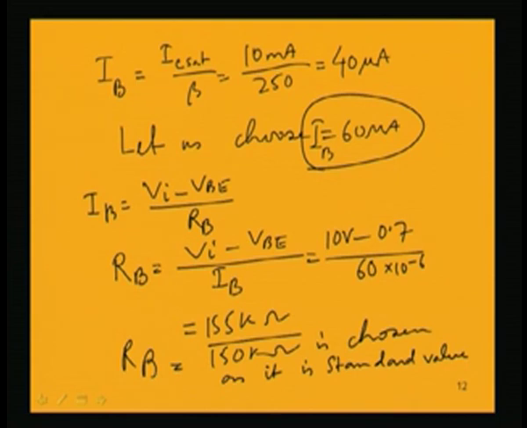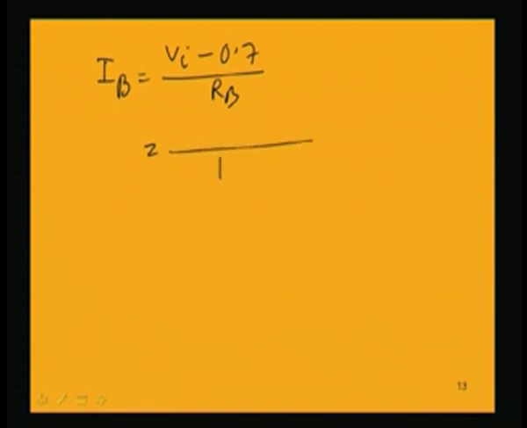So, for this RB equal to 150K, now we can cross verify whether we are getting the saturation condition or not, because then IB is (VI minus 0.7) divided by RB, and for this particular value of resistance, which is 150K, VI being 10 volt.